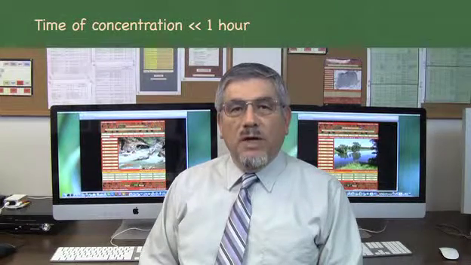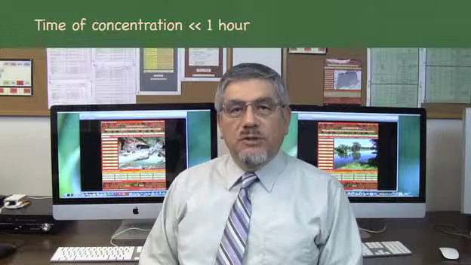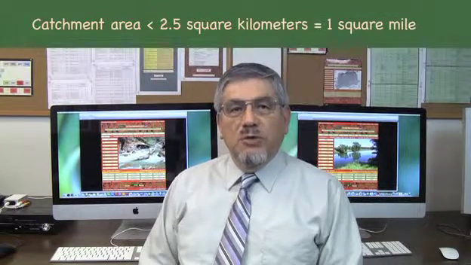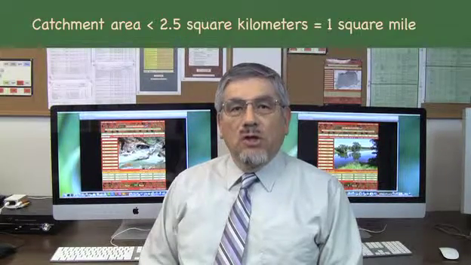The upper limit of a small catchment is somewhat arbitrary. Time of concentration and catchment area are used to describe the upper limit. A time of concentration substantially less than 1 hour describes a small catchment. More commonly, a catchment less than 2.5 square kilometers or 1 square mile is considered small in a hydrologic sense.